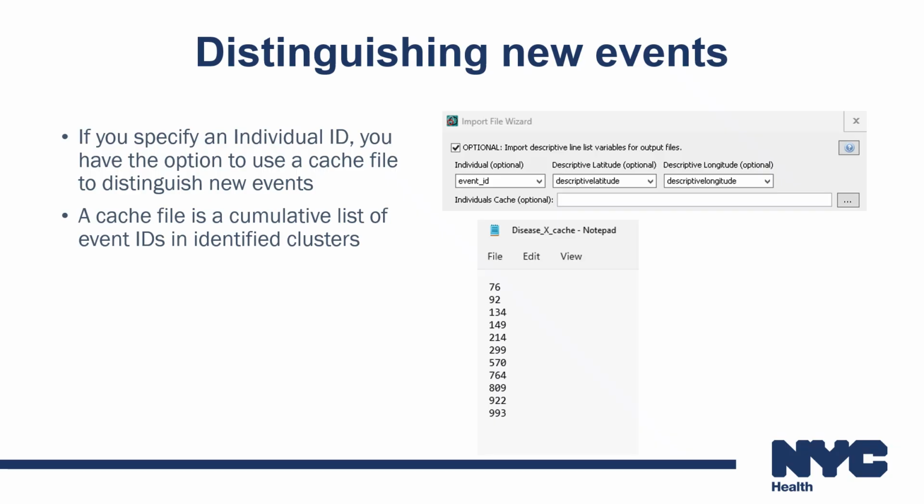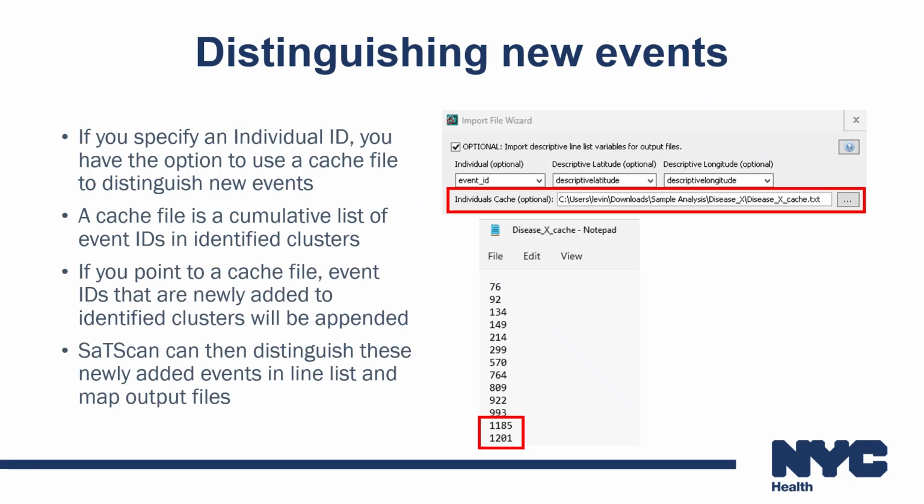A cache file is a cumulative list of events in identified clusters. And if you point to a cache file here, event IDs that are newly added to identified clusters will be appended to the list. SaTScan can then distinguish these newly added events in line lists and on maps. A sample cache file is provided in the sample analysis files accompanying these video tutorials on the SaTScan website. If you're testing an analysis and running it multiple times, keep a copy of the original cache file so that new events will continue to correctly flag as new.